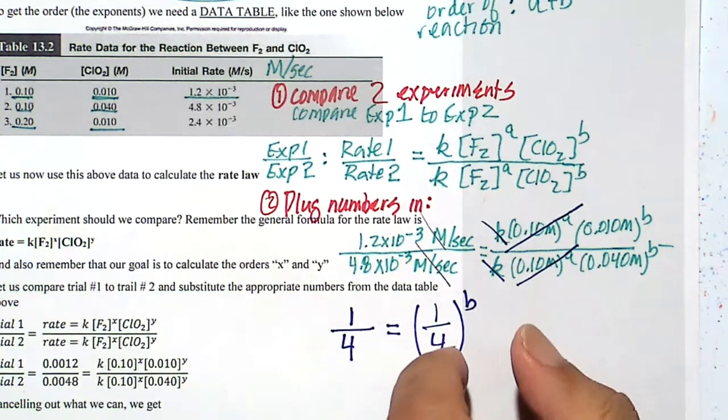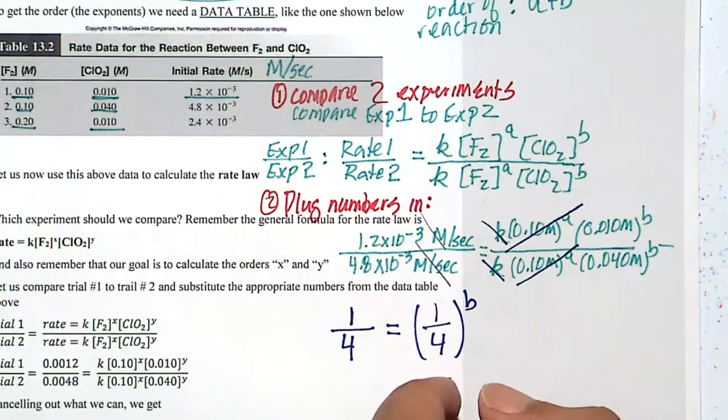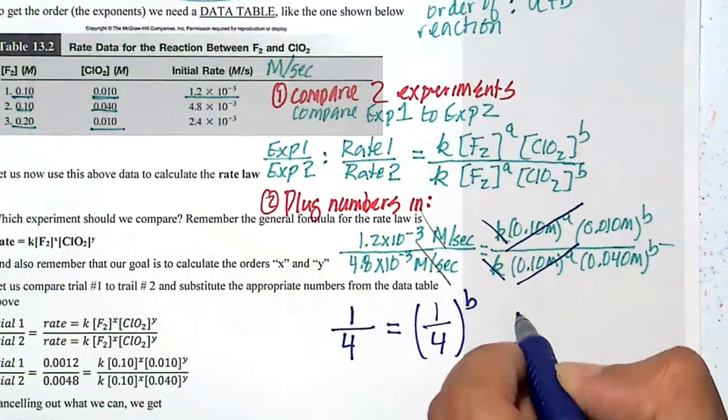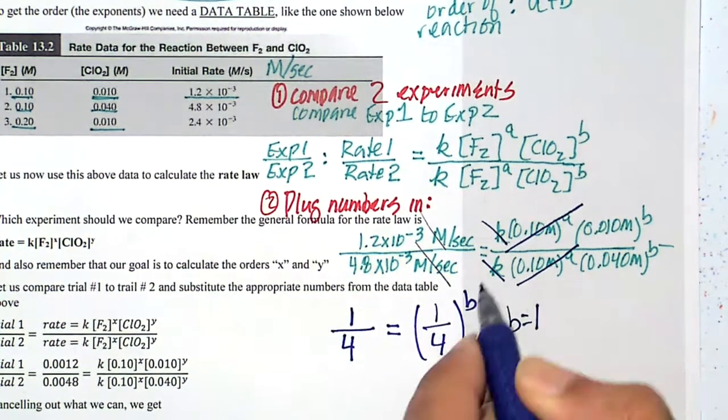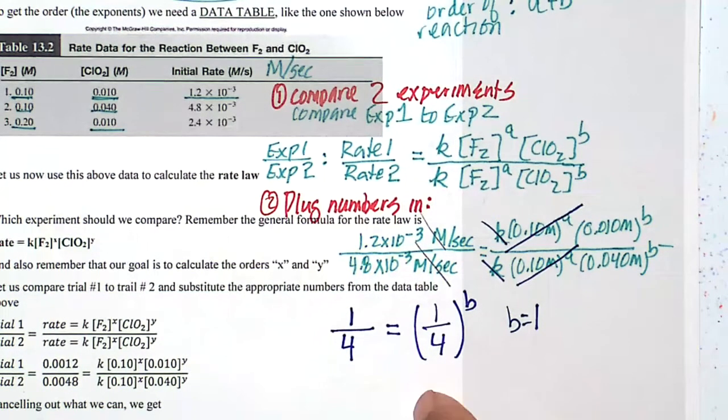Can anyone solve for B here? Think. It's something that's so easy that you don't see it, because you're so bogged down in the thick of things. Right. B is equal to 1. Everyone see that? 1/4 to the power of 1 is 1/4. Okay?